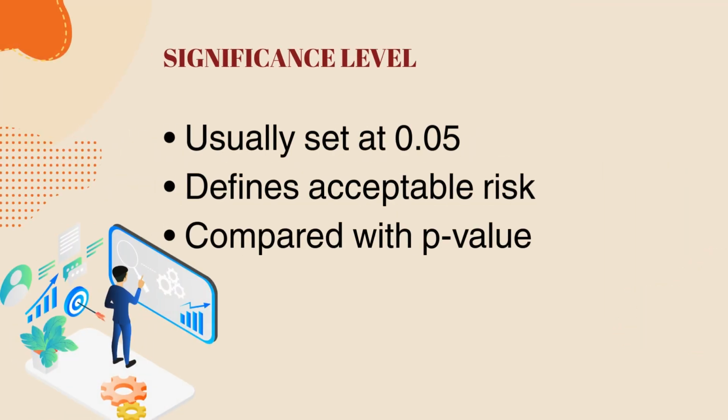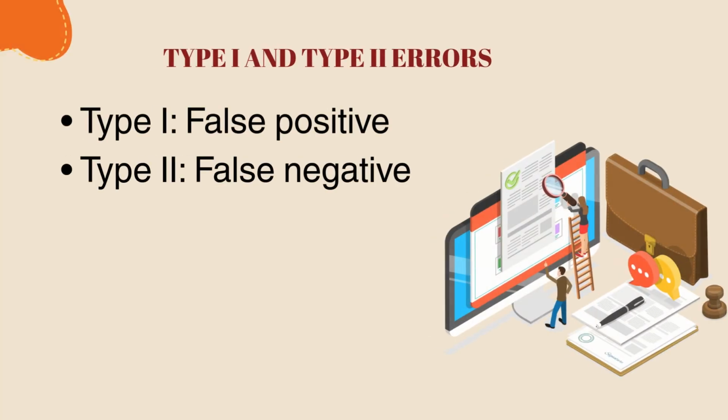Significance levels and thresholds. Before running a test, we choose a significance level, commonly 0.05. This threshold defines how much risk we are willing to accept of rejecting a true null hypothesis. If the p-value is below this threshold, we reject the null hypothesis.